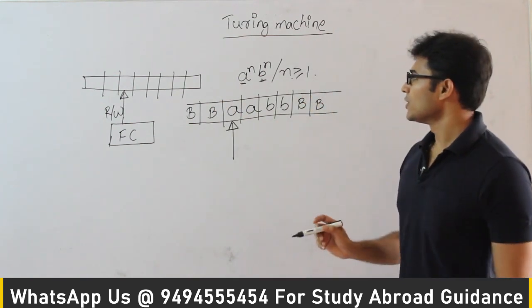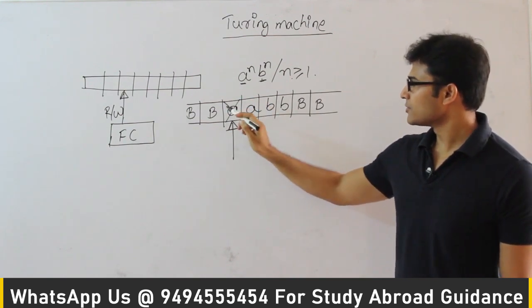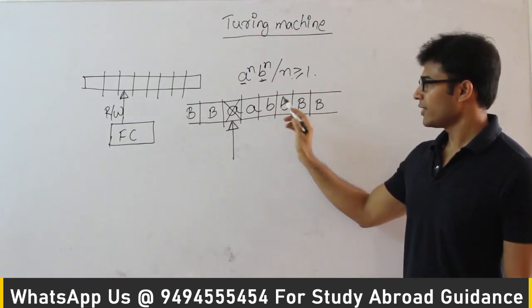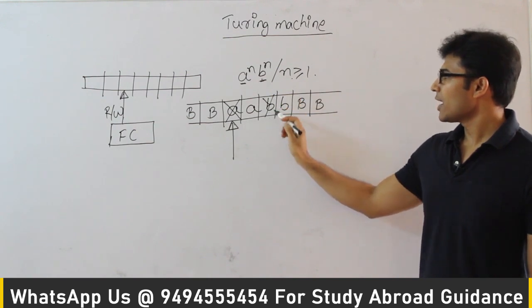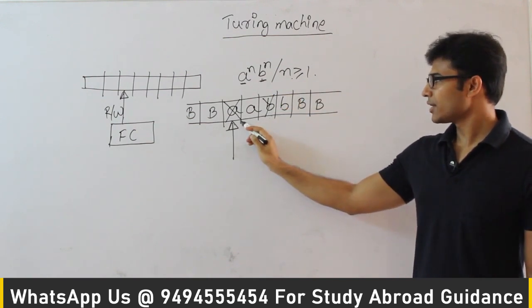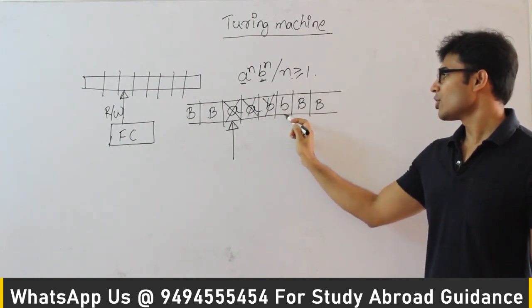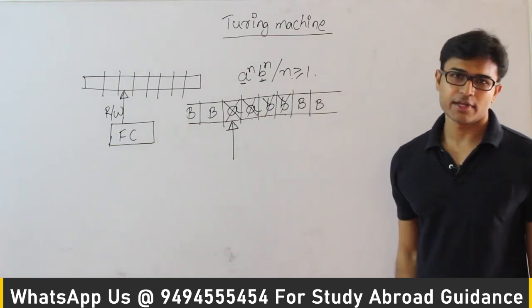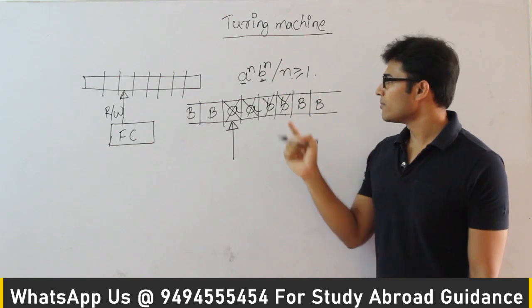Okay, so what it will do is it will see A and mark it as seen, which means it will make it X, and then it will keep on moving right, and whenever it sees a B it will make it Y and then keep on moving left, and again the next A it will make it X and again keep on moving right, and next B it will make it Y and keep on moving left, like this. So every A will be marked as X and every B will be marked as Y.